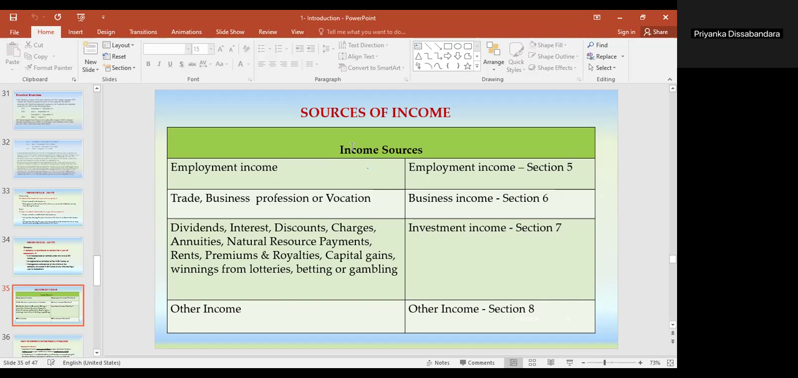And what we have to do is, we have to categorize those income into 4 baskets. We call them income sources. So we have 4 income baskets, 4 income sources. We call them employment income, business income, investment income, and other income.